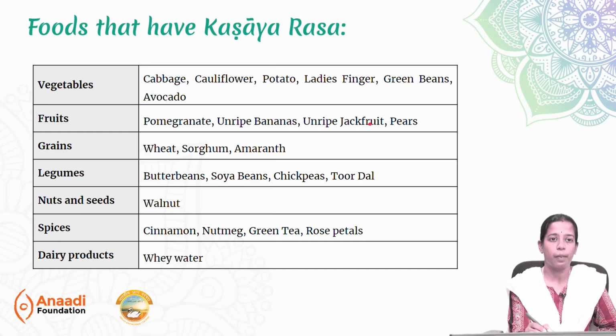Grains such as amaranth, wheat, sorghum are examples. Legumes include butter beans, soya beans, chickpeas and tur dal. Some nuts include walnut. Spices such as cinnamon, nutmeg, green tea and rose petals are again examples of Kashaya rasa. Dairy products, specifically ghee water, is an example of Kashaya rasa.